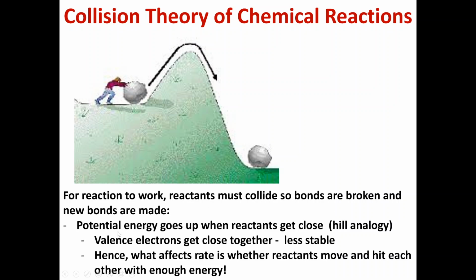But when they come close to each other, it's very, very unstable. So a lot of times you have to have some input of energy. So the potential energy goes up when reactants get close, and that's because their outer shell electrons hate each other. Remember, electrons repel each other, and are less stable. Hence, what affects the rate is whether reactants move and hit each other with enough energy.